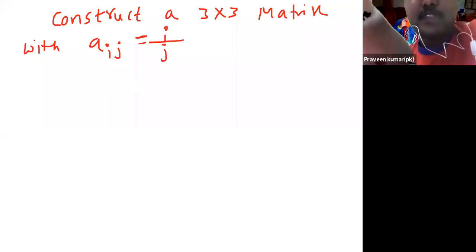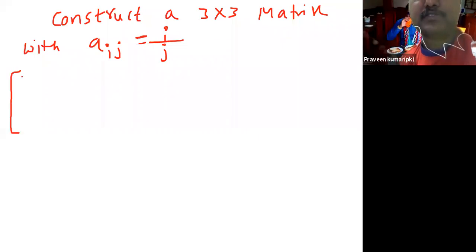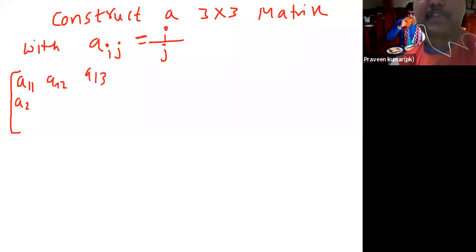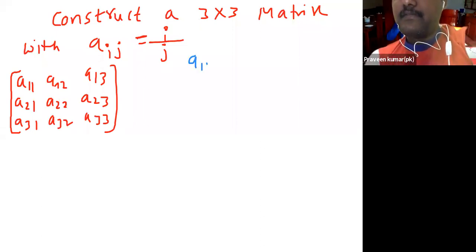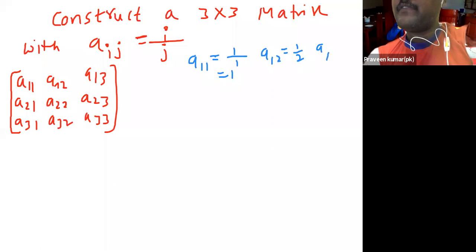Dear students, a 3 by 3 matrix contains how many values? 3 rows, 3 columns. So A11, A12, A13, A21, A22, A23. Correct, 9 elements. A31, A32, A33. You can find all the values. What is A11? 1 divided by 1, 1. What is A12? 1 divided by 2. What is A13? 1 divided by 3.